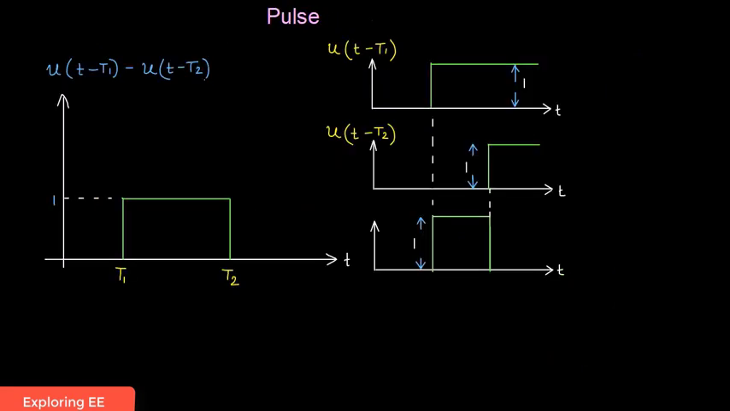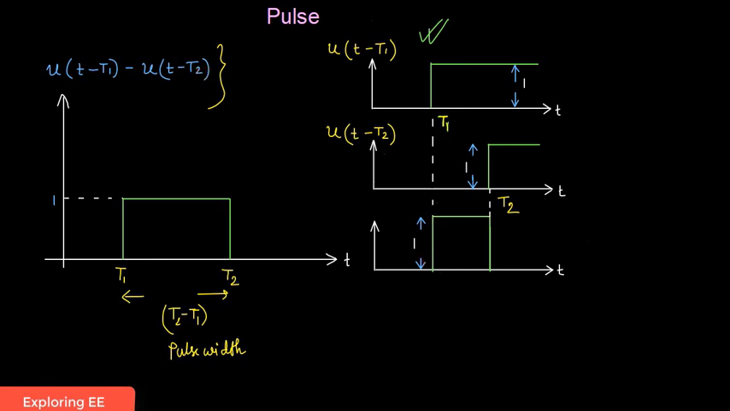For the pulse function, the duration is from t1 to t2, so t2 minus t1 is the duration of the pulse, or it is called the pulse width. Now this pulse function can be expressed in terms of unit steps. So u(t-t1) is one time shifted function starting from t1, and u(t-t2) is another time shifted function starting at t2. So the pulse function can be written as u(t-t1) minus u(t-t2). This is the pulse function.